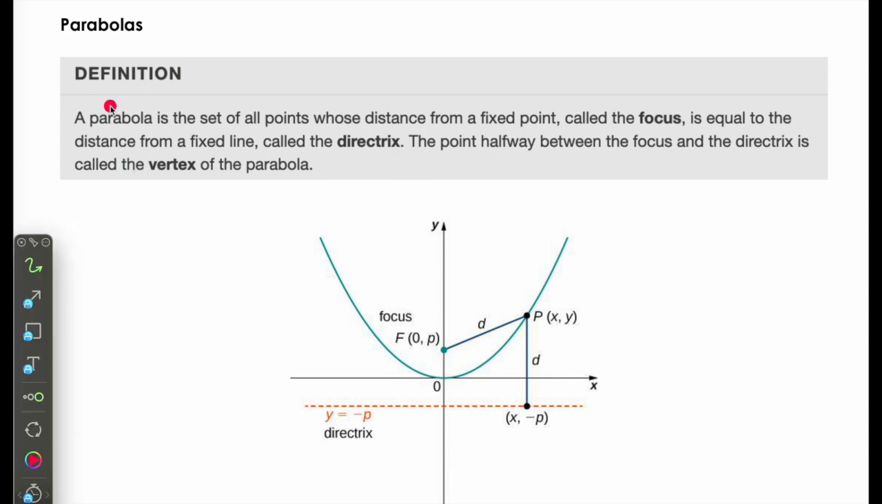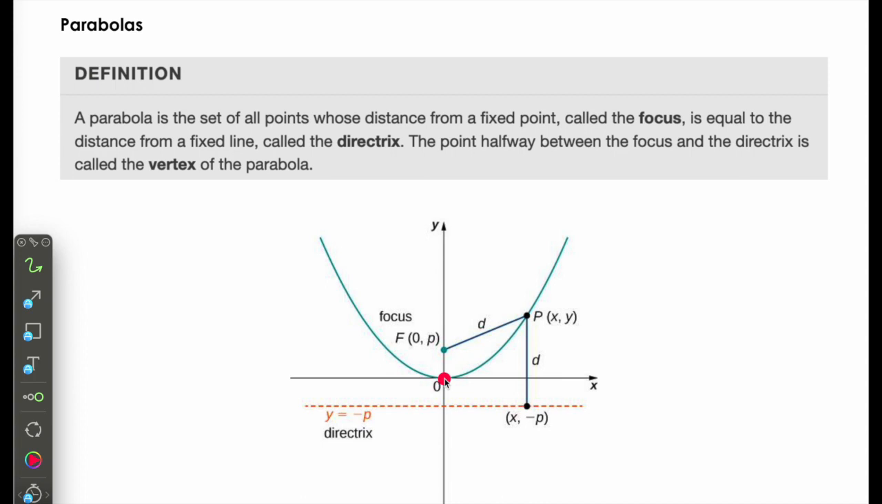So the official definition of a parabola is that it is the set of all points whose distance from a fixed point called the focus, and that's this point right here, is equal to the distance from a fixed line called the directrix. This right here is the directrix. The point halfway between the focus and the directrix is called the vertex. So that's this point right here.